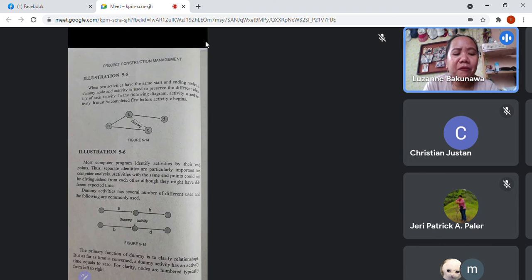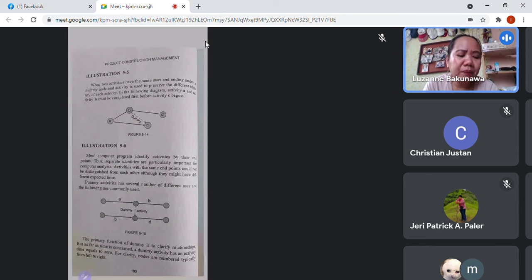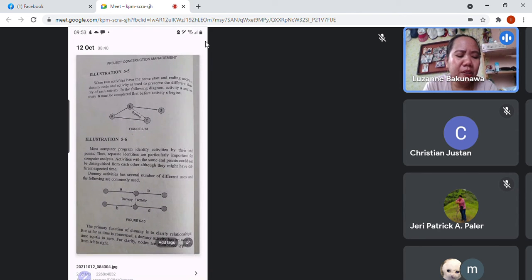Must be completed before activity C begins, no? Most computer programs identify their endpoints and separate activities. Ako, wala pa ko kakita ani nga network. Kay sagaran mga ingon ani ang network nga akong makita. So, simple ra gihapon na.